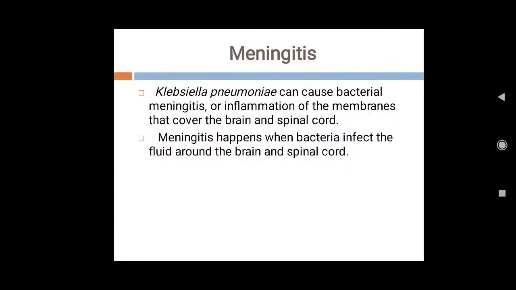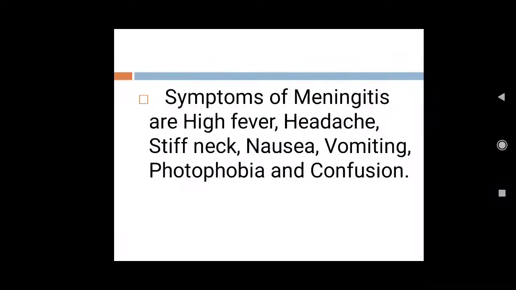Meningitis. Klebsiella pneumoniae can cause bacterial meningitis, or inflammation of the membranes that cover the brain and spinal cord. Meningitis happens when bacteria infect the fluid around the brain and spinal cord. Symptoms of meningitis are high fever, headache, stiff neck, nausea, vomiting, photophobia, and confusion.